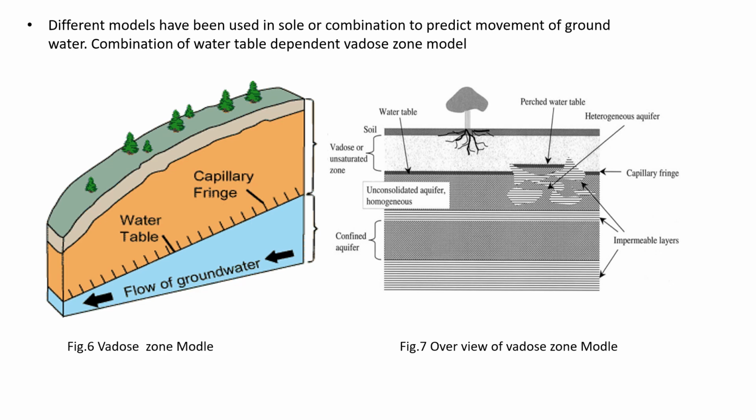Moving to the next: overview of the vadose zone model. Different models have been used, singly or in combination, to predict movement of groundwater, such as a combination of water-table-dependent vadose zone models. The vadose zone model basically explains the unsaturated soil and how groundwater flows. The vadose zone is basically known as the unsaturated soil, such as the capillary fringe, in which the capillary fringe exists. And the overview of the heterogeneous model explains the confining impermeable layer between the impermeable layer and the water table.